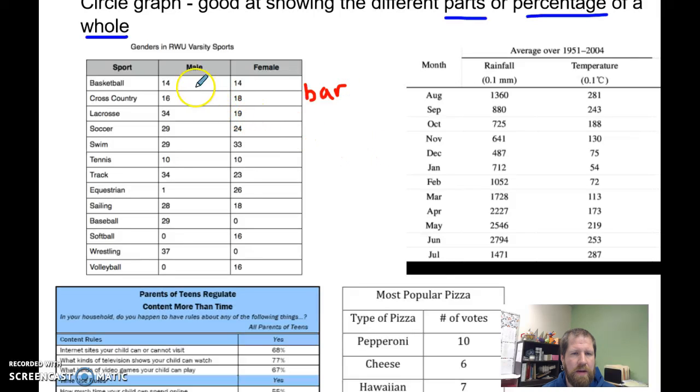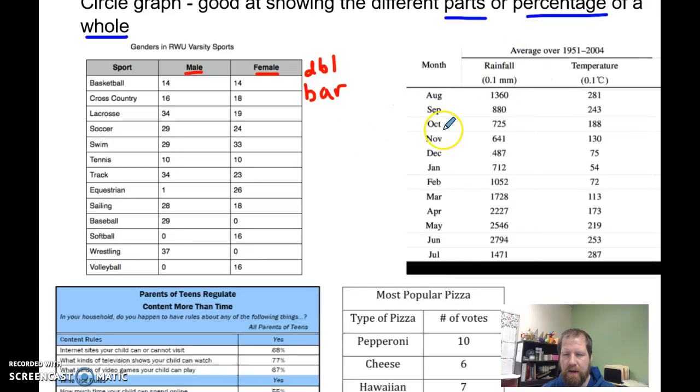And because we have 2 separate variables, we've got all our sports, but then we've got our male numbers and our female numbers. We've got 2 data sets to compare, so we're going to have to make this a double bar graph.